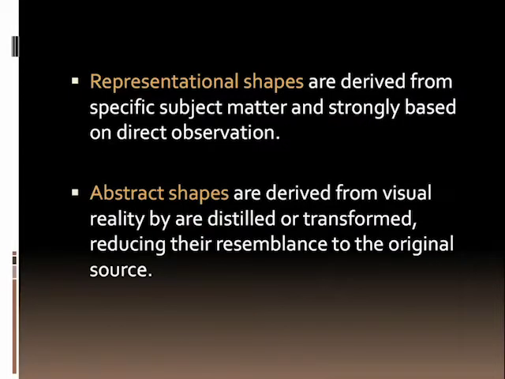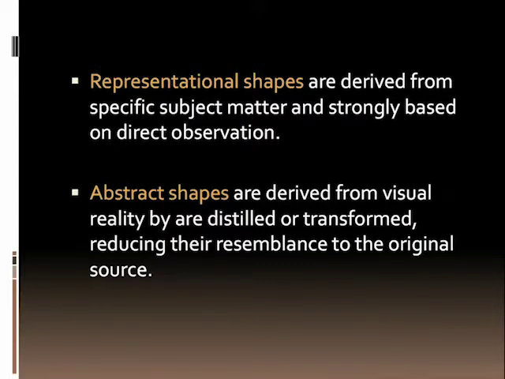So we have different types of shapes, as we saw in the previous image. Some of them are representational shapes, and they're derived basically from subject matter. It's anything you observe in life, right? So that would be easier to identify.